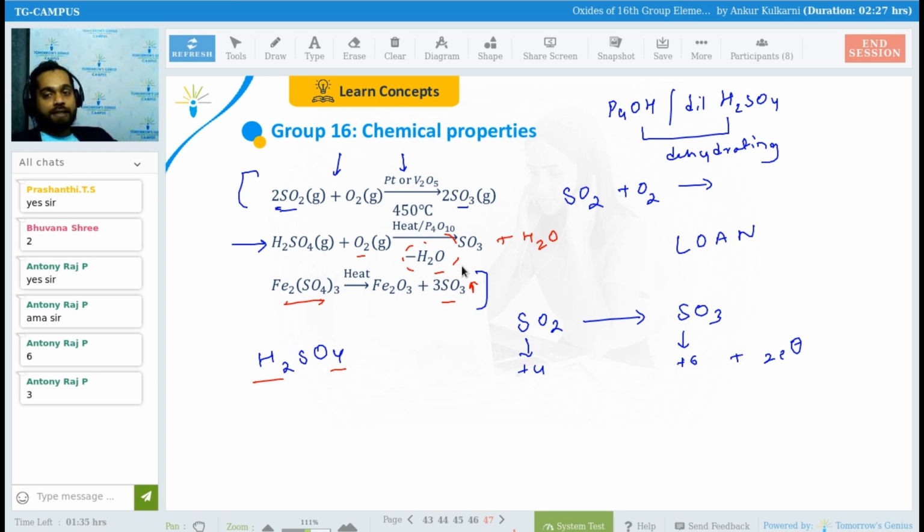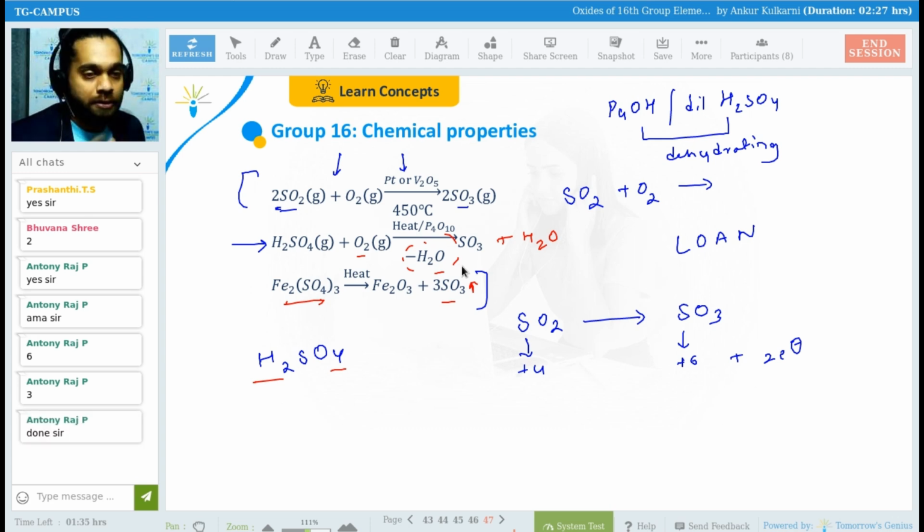Come on, write down these three important reactions and tell me done, done, done in the chat box. Come on, write it down. Akhilesh, Vipinath.